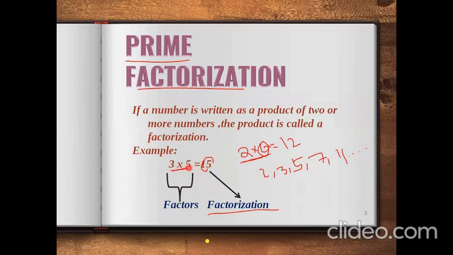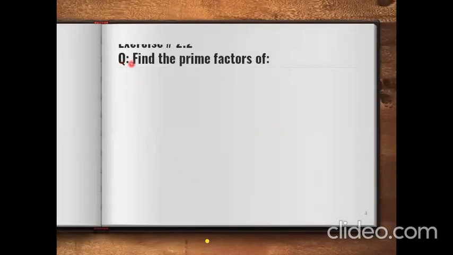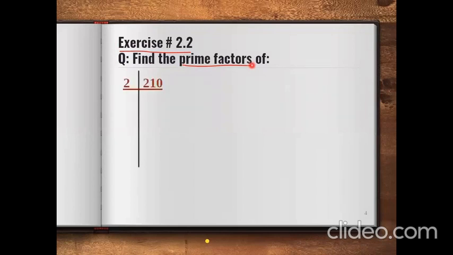Now let's check how we will do this. Just suppose you have exercise number 2.2. In exercise number 2.2, your question is to find the prime factors of 210. Means you have to find out the prime factors of this 210. As you can see, this 210 is the product of different numbers, so this is called factorization.